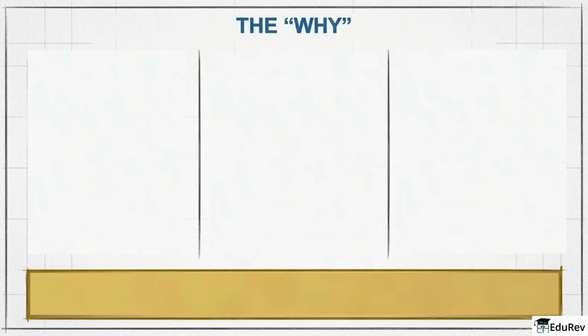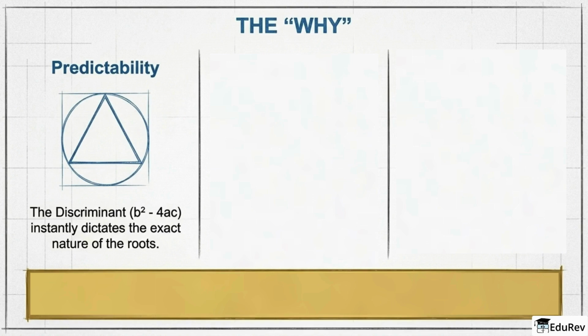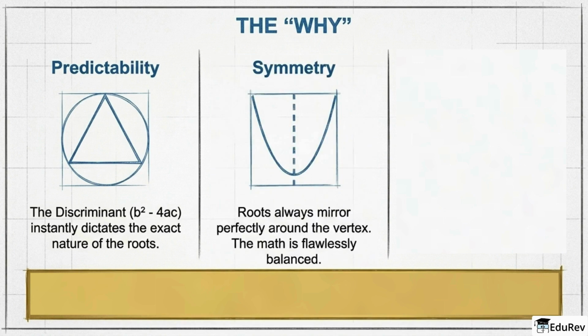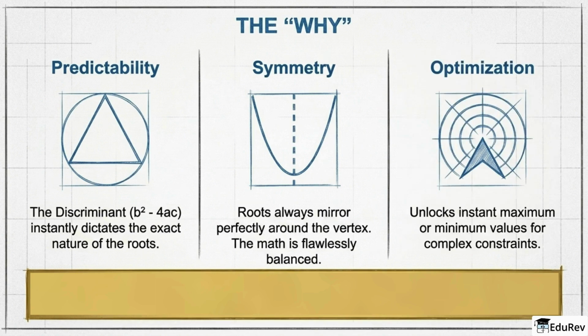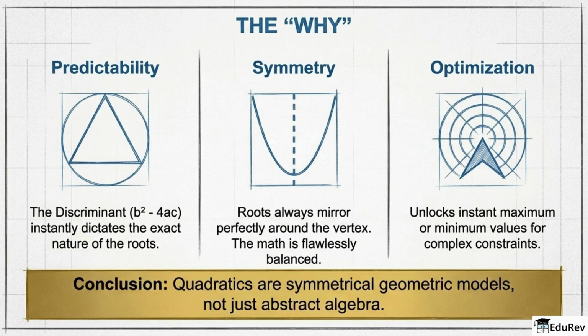There is a deeper reason why quadratics are so powerful. They are predictable because the discriminant immediately tells you the nature of roots. They are symmetrical, meaning both roots lie equally spaced around the vertex. And they are incredibly useful for optimization problems where you need maximum or minimum values. That symmetry is the hidden weapon. Most shortcuts in CAT rely on exploiting it rather than calculating blindly.